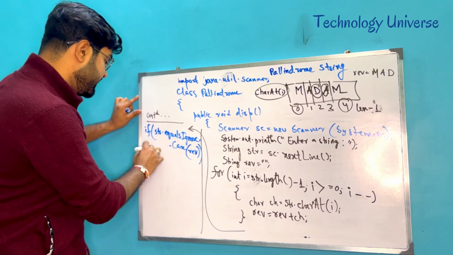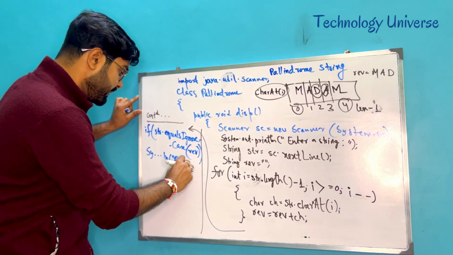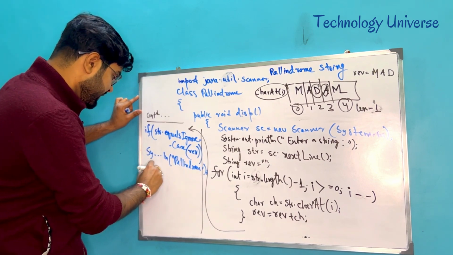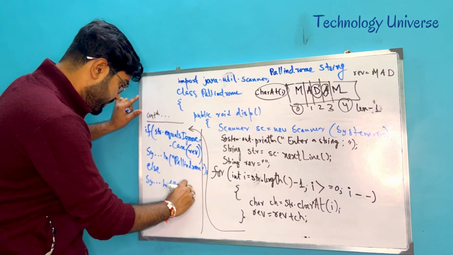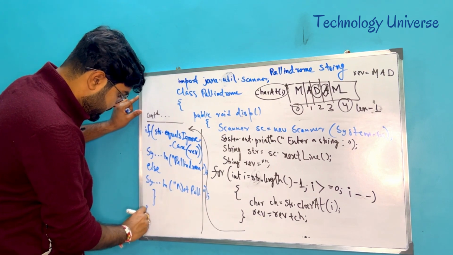So then I can say System.out.println, it is a palindrome. If the reverse string is equal to the original string, it's a palindrome. Else it is not a palindrome. Else not palindrome. Then the function and class are closed.